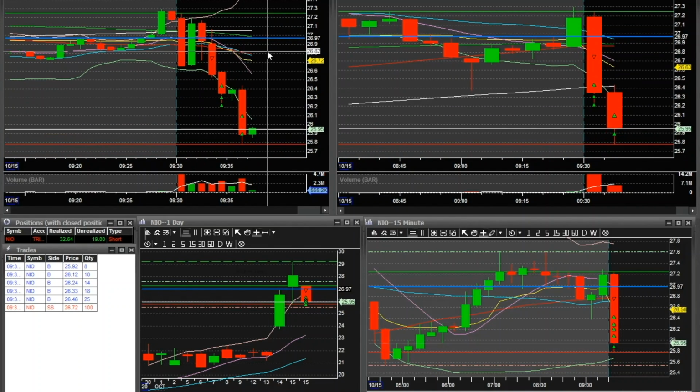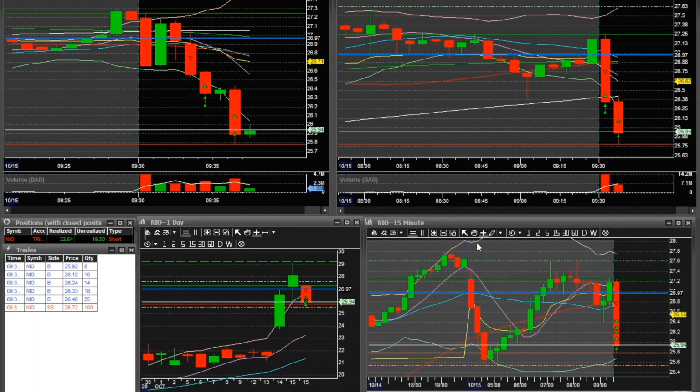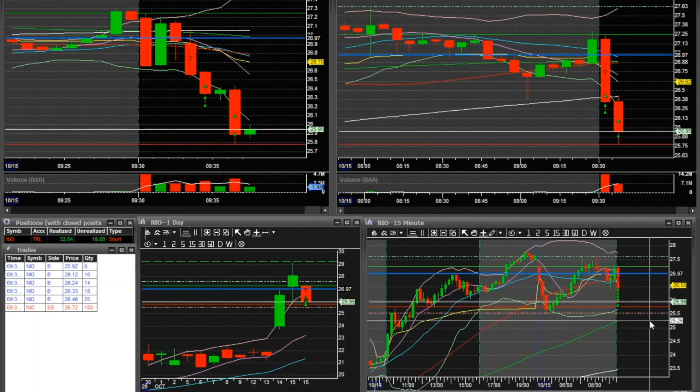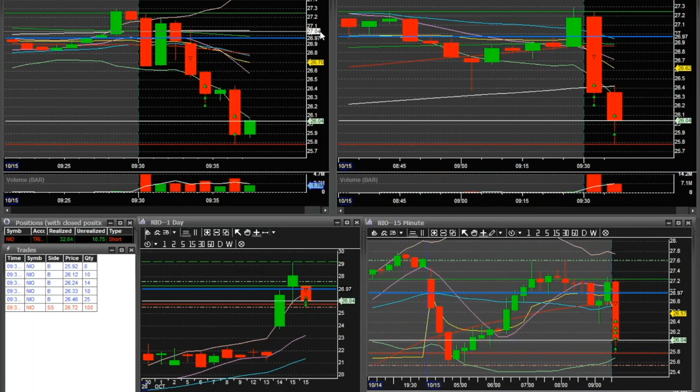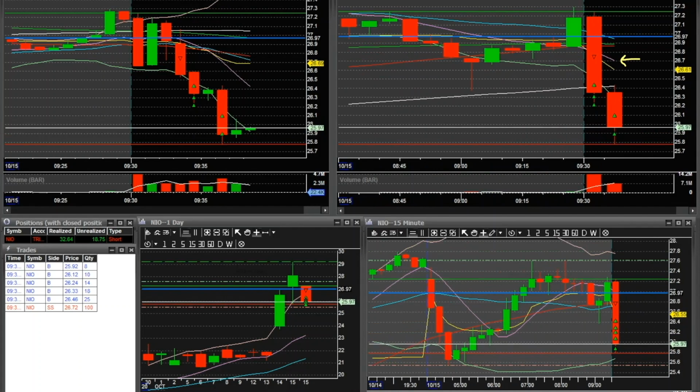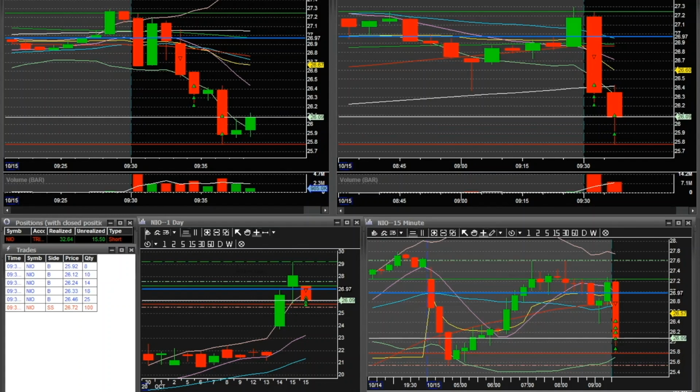And now we'll be looking for a reason to add. So has the stock made a new 1-minute low or high? And if it does make a new 1-minute high, are we consolidating to the 9 moving average on low volume where I can add back in?